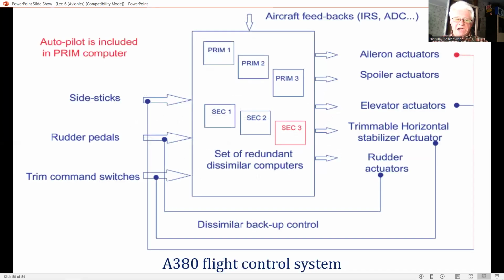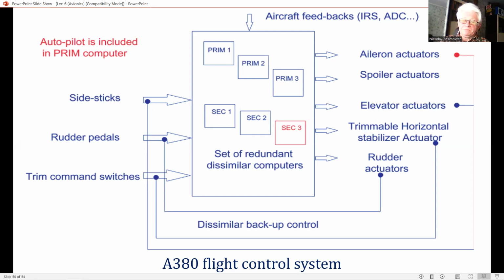The Airbus A318, A319, A320, A330, A340, and A380 airliners share a common flight control system architecture with similar control laws. This provides similar flight handling characteristics, enabling easy cross-qualification across the range. The A380 flight control system is shown in this slide.